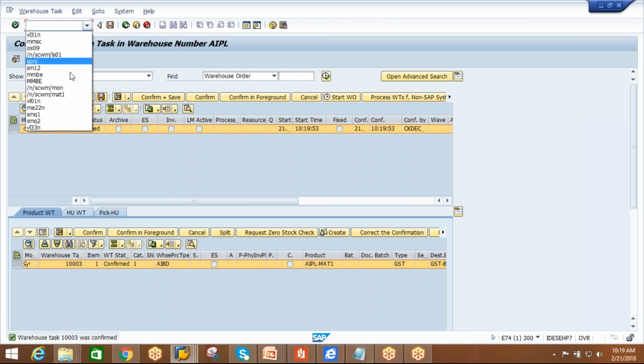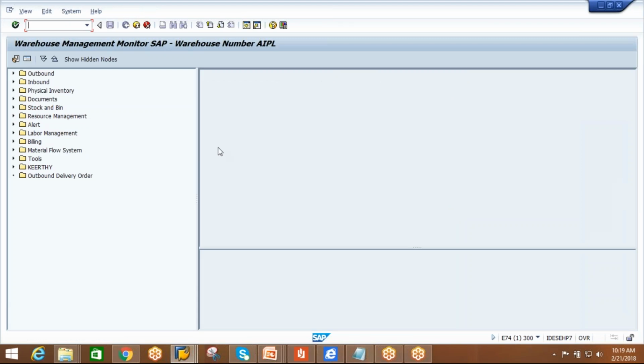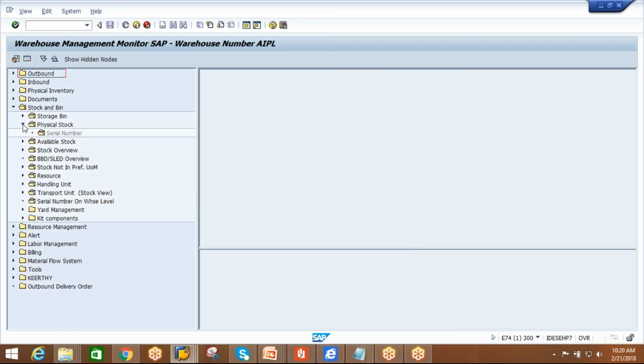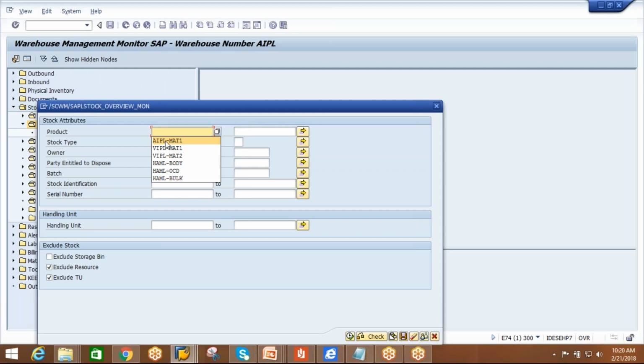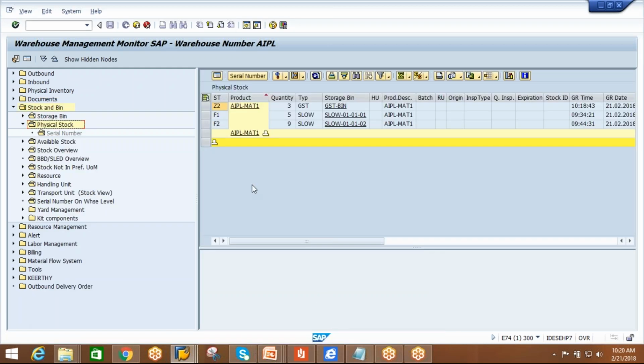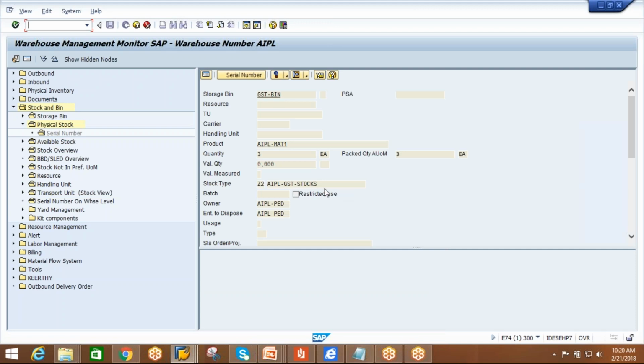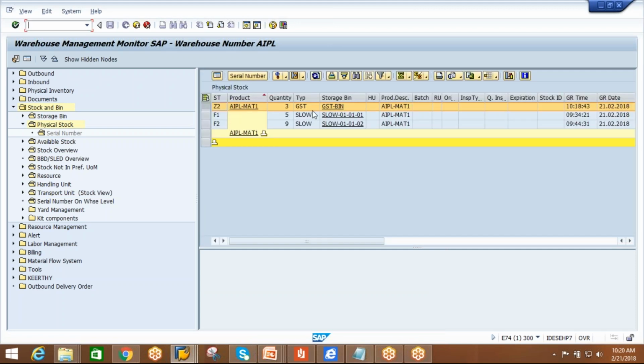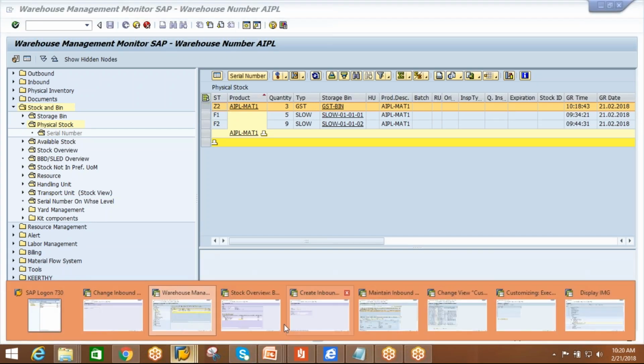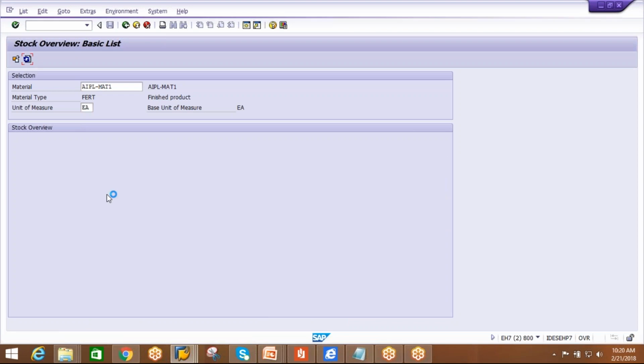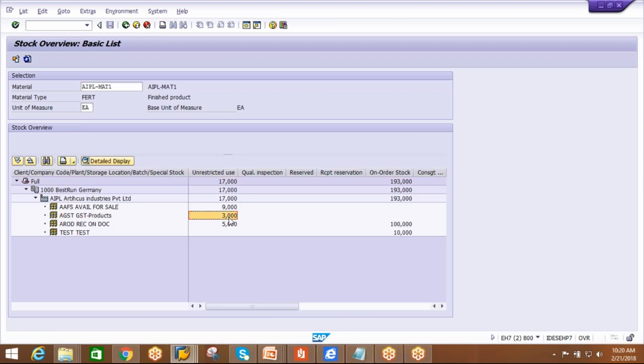Come to monitor, stock and bin, physical stock. Product is same, Z2, GST stocks. See here, GST bin, it is updated to GST stock Z2. Come to ECC, refresh, GST separate. Okay, here the key role is availability group. Okay, this is about the stock management.